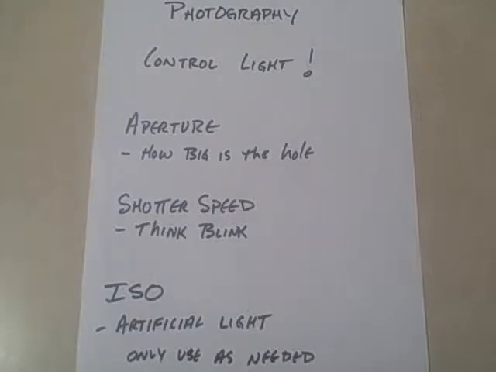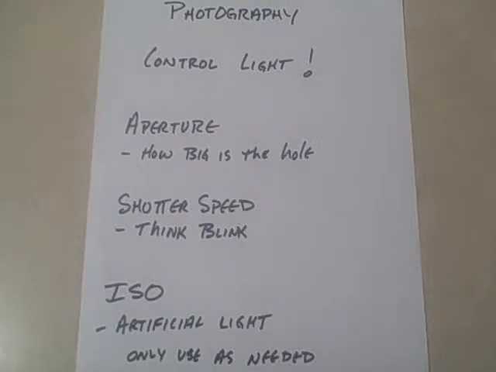But now you have the ability to control the light. There's some terms that are new to use with your camera that I want to go over with you. The first one is aperture, and that's how big is the hole in the end of the lens that lets the light in to the sensor. And the sensor is the electronic chip that makes the photographs.